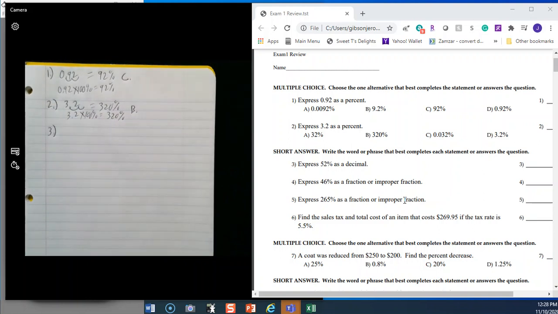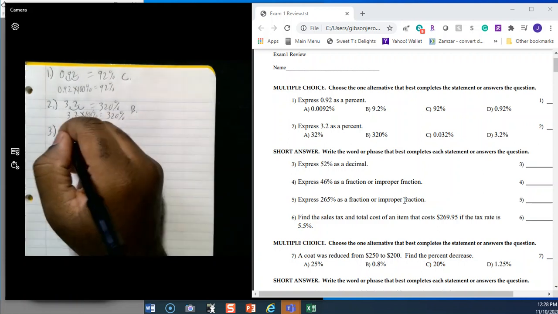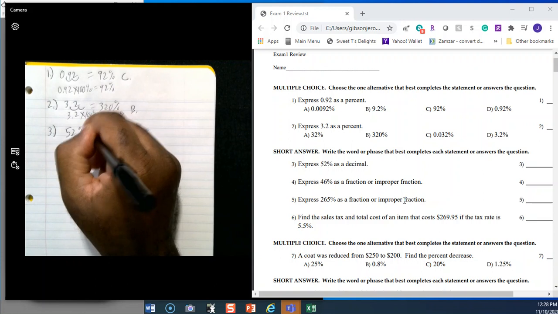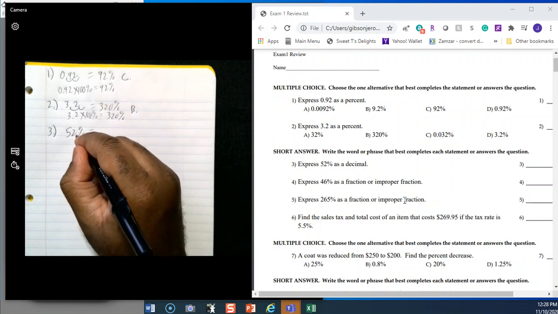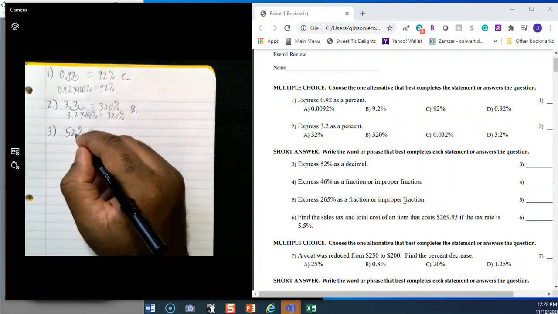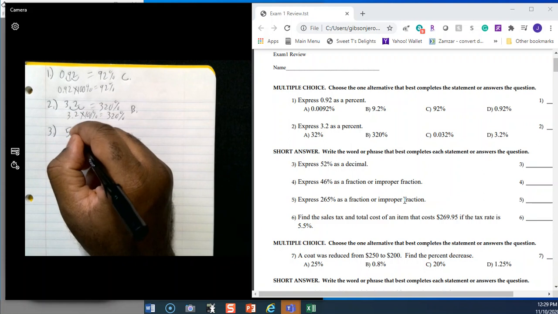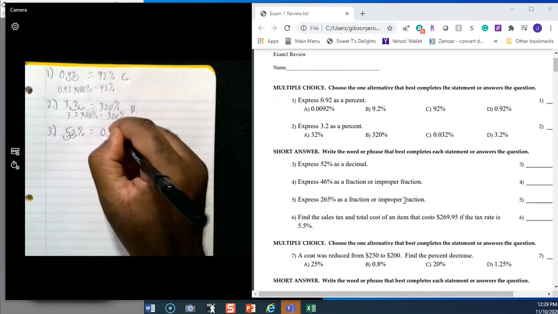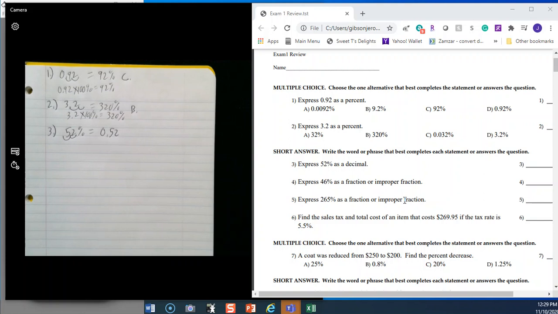Number 3, express 52% as a decimal. So 52%, there's a couple ways we could do this. We could take the decimal that's behind the 2, even though it wasn't shown. You know, it's assumed to be behind the 2. Move it 2 places to the left and drop the percent sign. That's one way of getting it.